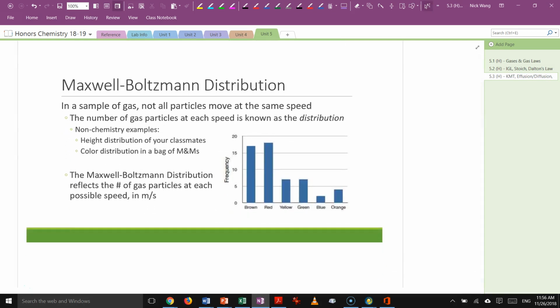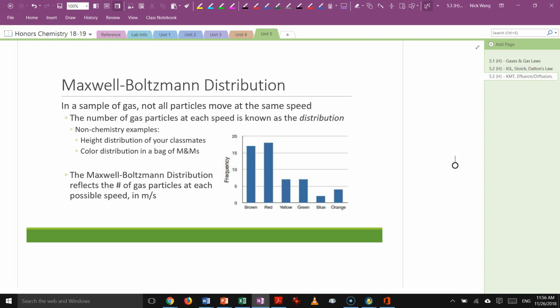Finally, here we're going to talk about the Maxwell-Boltzmann distribution. The Maxwell-Boltzmann distribution is a distribution of the speeds. Now, this is something that takes a second to conceptualize. Let's start off by talking about what the distribution means. First of all, in a sample of gas, not all particles will move at the same speed, because the particles in there aren't guaranteed to move at one uniform speed. In fact, they all move at a bunch of different speeds.